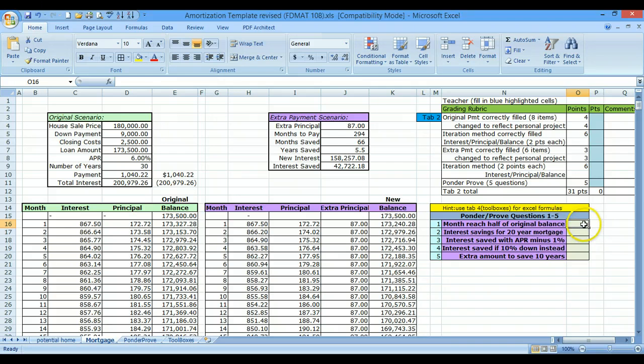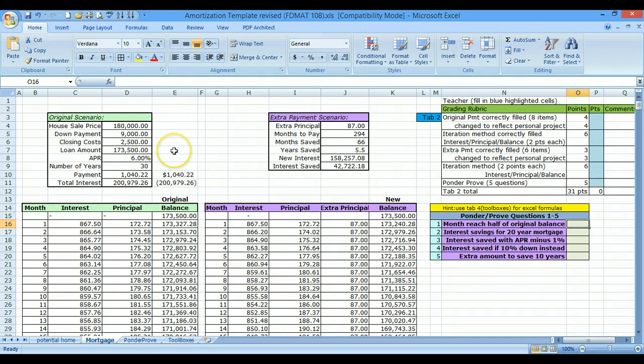as long as you don't forget to change these and personalize it. And if you make cell references for these 3 or 5 questions, then they'll change with you and it'll be to your benefit that way. The first question you'll find in your PDF, the whole question. I've just given you a little prompt over here. We want to find the month in which you reach half of the original balance using the original scenario.